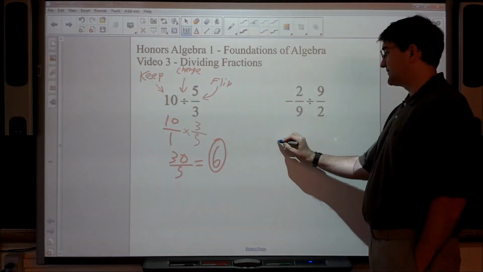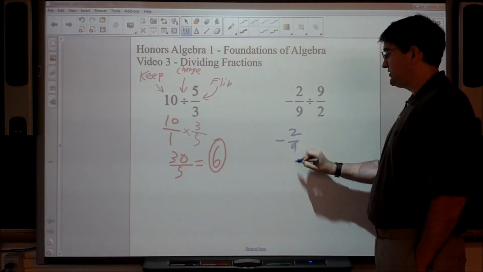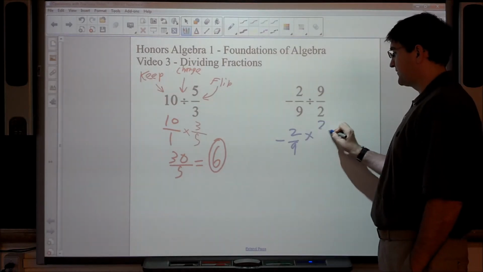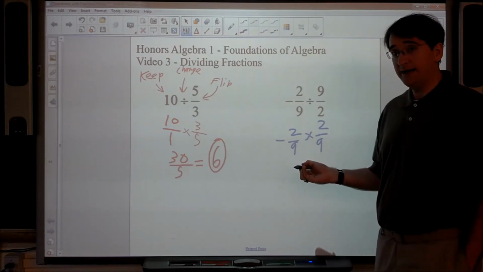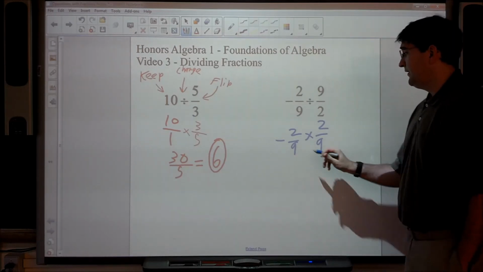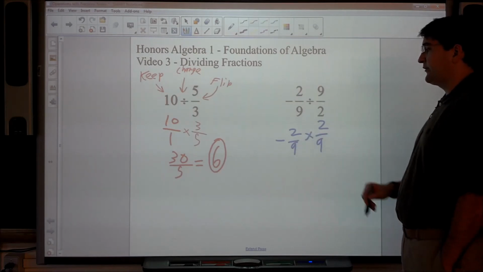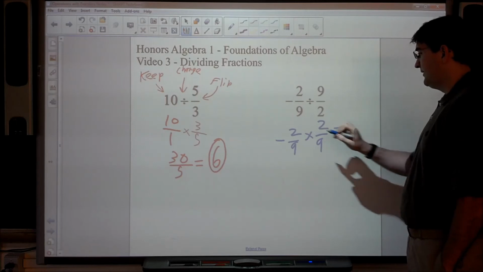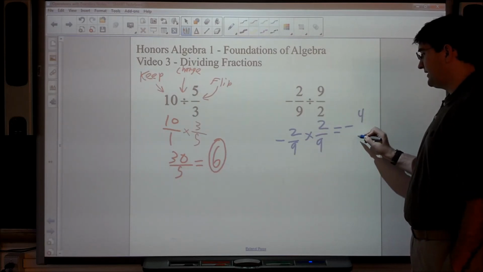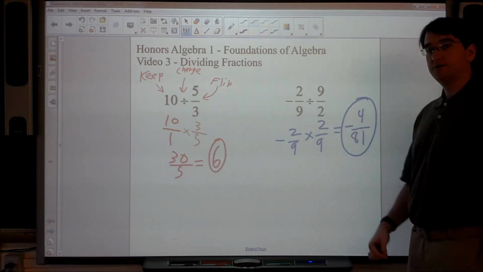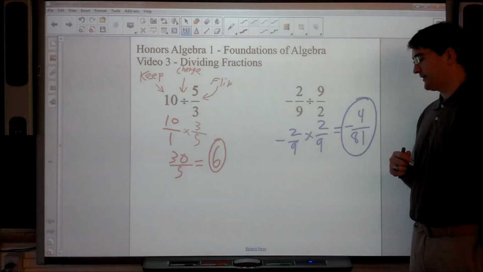Again, we keep the first fraction, -2/9. We change the division to a multiplication, and then we flip the second fraction. And now you can see why nothing is actually canceling. Nothing is canceling at all. In fact, we end up with exactly the same fraction. When we multiply them, I get the negative there. 2 times 2 is 4, and 9 times 9 is 81. So -4 over 81 is what we end up with as our final answer there.